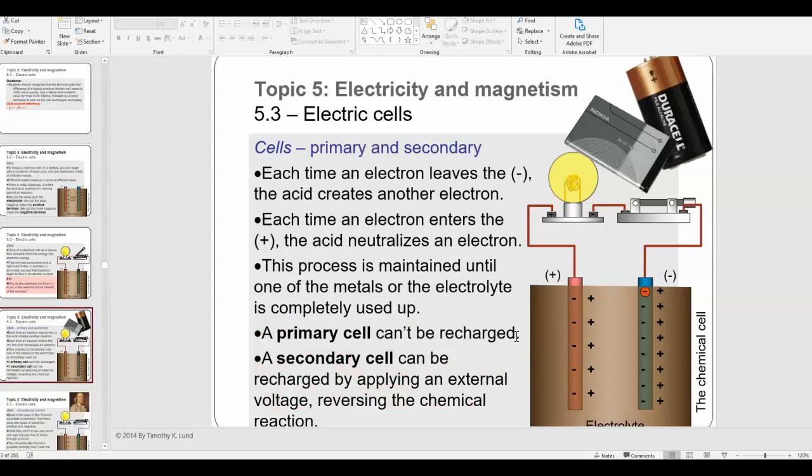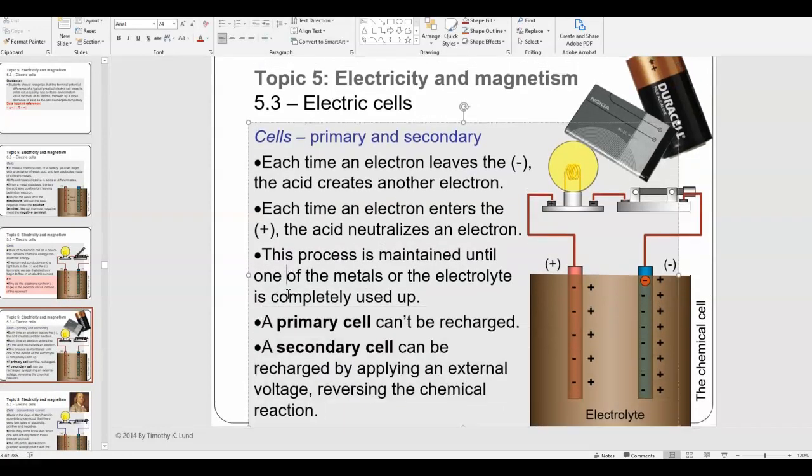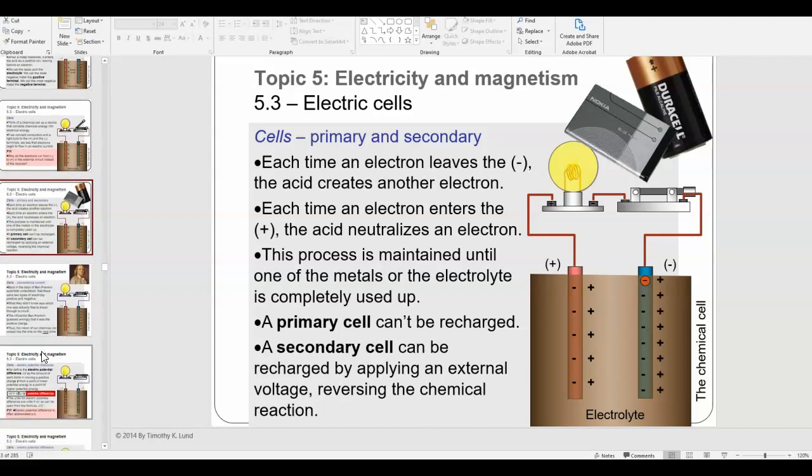There are two types of cells, and this is not something that's commonly assessed, but it is technically part of the IB curriculum. So just so you have these definitions, a primary cell is a cell that cannot be recharged, and a secondary cell is a cell that can be recharged by applying a voltage, basically reversing the chemical reaction that is undergoing here. That's all I'm going to say about primary and secondary cells. I almost never see questions about them on the IB exam, but in case you ever do, there you go.